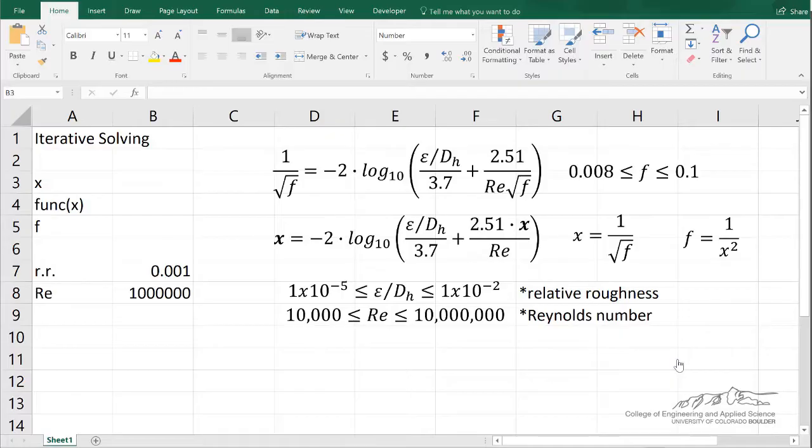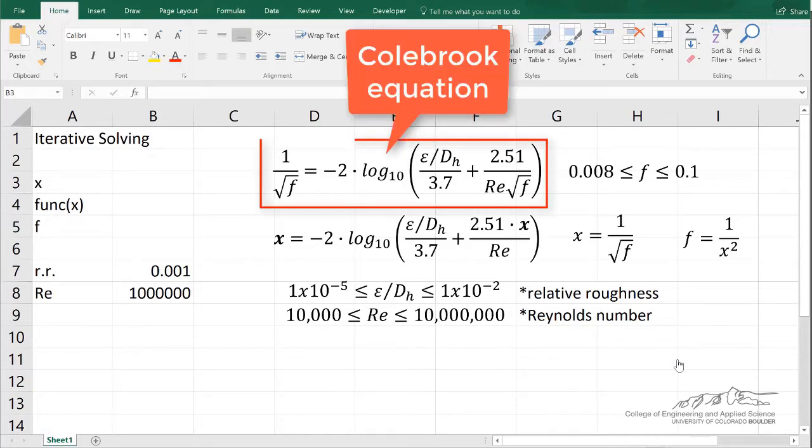Now, just by the very nature of iterative solving, circular calculations in Excel are live solutions, but I'm going to show you how we can implement a circular calculation to solve a pretty advanced case study. What I've got here is something known as the Colebrook equation.